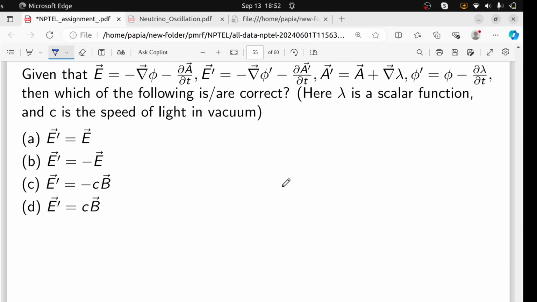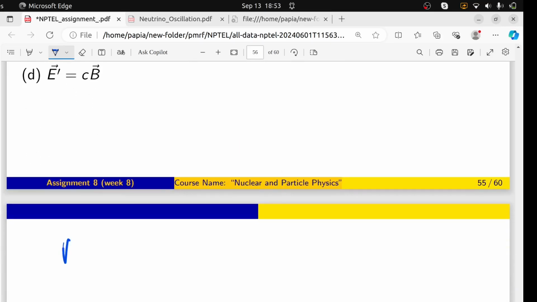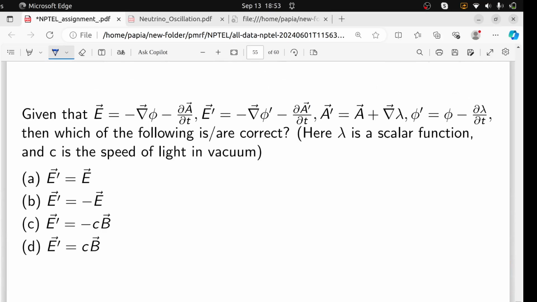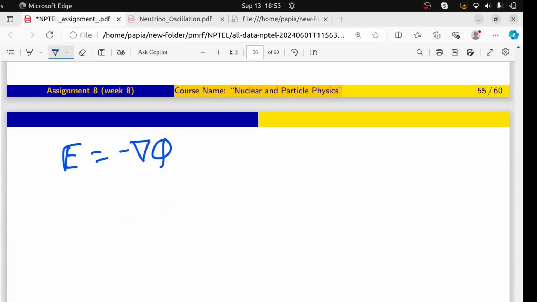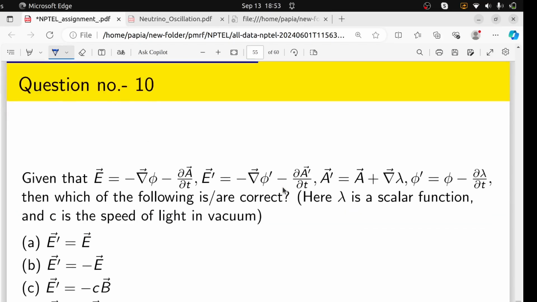Now whatever it is given here, I am just going to write. E is minus grad phi. I am not writing here all the time the vector sign because all are vectors here. Obviously lambda is not a vector, but other things are vector, lambda is a scalar function. Minus del A del T. And phi is also not a vector, phi is a scalar.